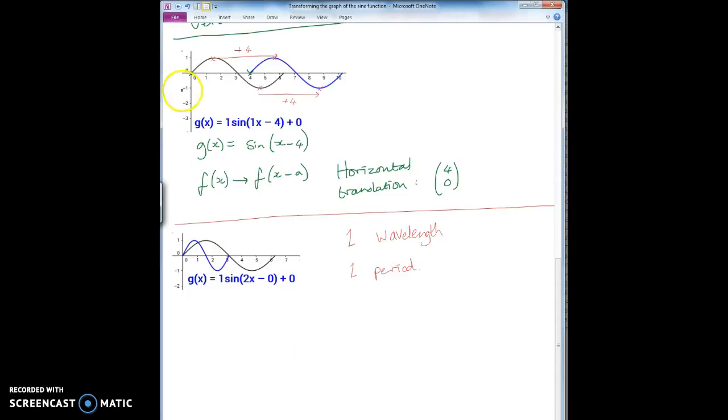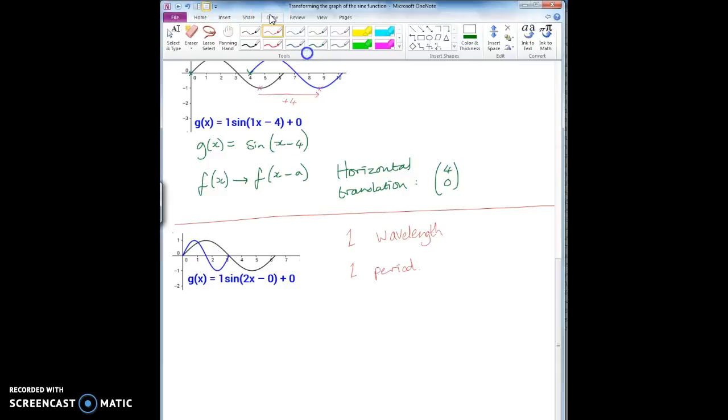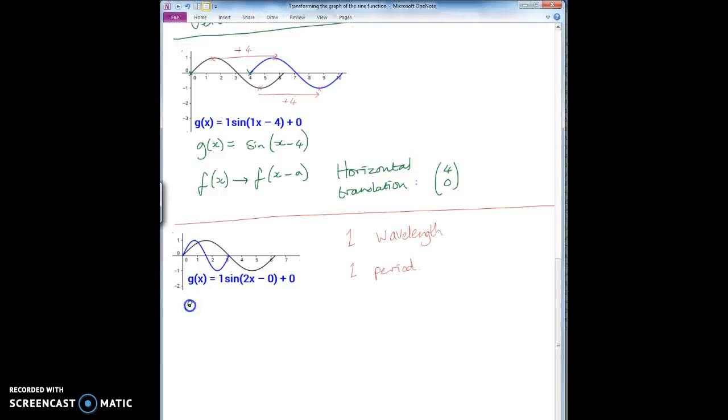If you simplify this function here, we end up with g of x equals sine of 2x. So what we've done is we've doubled the input to the function, the x, before it goes into the sine function, which has had the effect of halving the wavelength, or halving the period. So the period is now half what it was before.